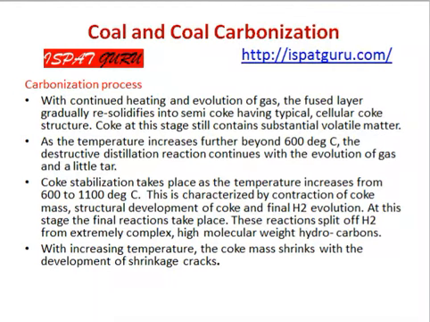As the temperature increases further beyond 600 degrees centigrade, the destructive distillation reaction continues with the evolution of gas and liquid tar. Coke stabilization takes place as the temperature increases from 600 to 1100 degrees centigrade. This is characterized by contraction of the coke mass, structural development of coke, and final hydrogen evolution. At this stage, the final reaction takes place. These reactions split off hydrogen from extremely complex, high molecular weight hydrocarbons.